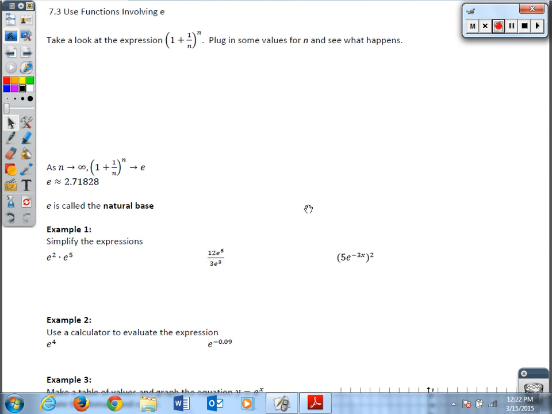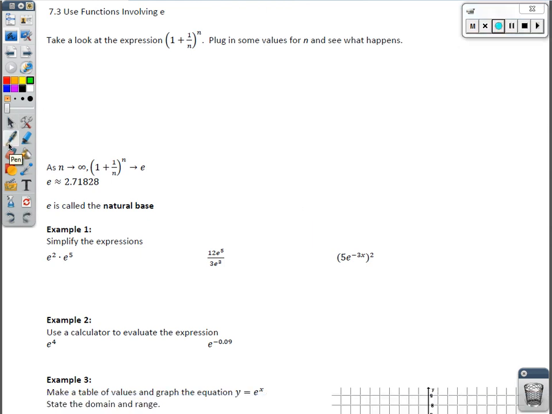Let's look at this expression, 1 plus 1 over n, raised to the n. We're going to plug in some numbers. First of all, let's take a look at n equals 0. For n equals 0, we're going to be dividing by 0, so we can't do that. We're also going to skip over negative numbers. If you want to try playing around with some negative numbers, you're welcome to do that. I'm just going to stick with positive numbers here.